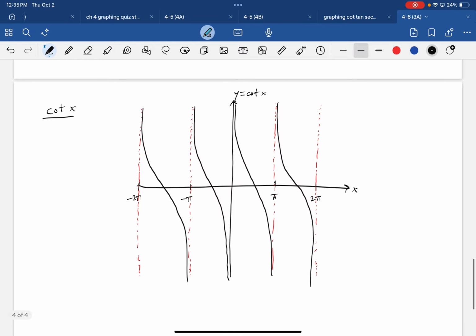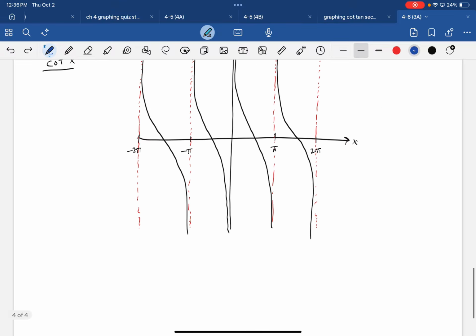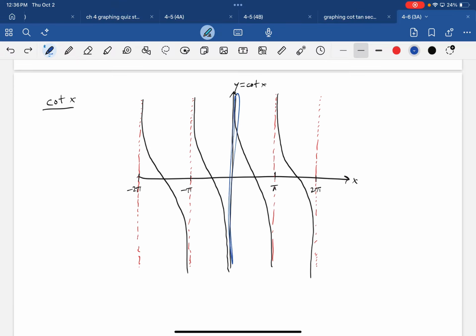All right, so notice the difference between tangent and cotangent. Tangent goes through the origin with a positive slope, and it goes from small to big, upwards. Cotangent, on the other hand, has a vertical asymptote at x equals 0, the y-axis. So it doesn't go through the origin, and it also goes from top to bottom, like that. Okay, very easy to confuse, so don't do that.